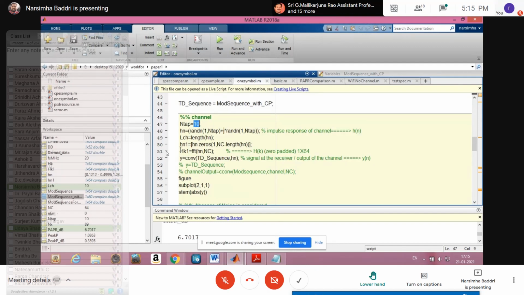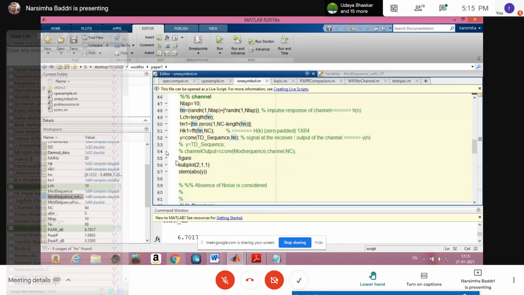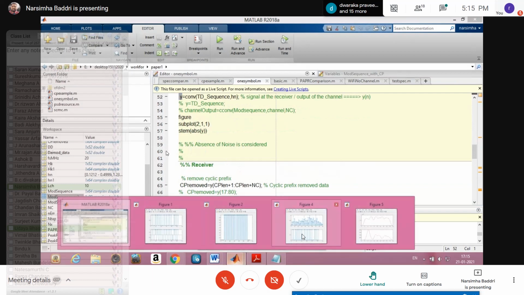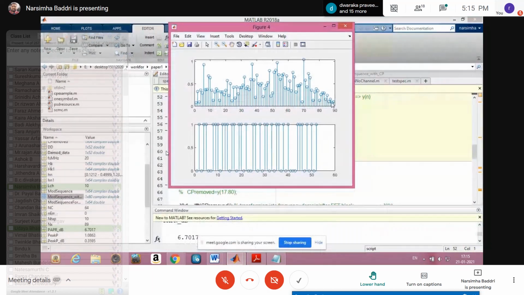After performing the cyclic prefix, we transmit directly through the channel. Here we can consider some random channel with 10 taps. This is the frequency response of that channel. What we are doing is simply convolving the transmitting signal with the channel impulse response. That's it. So you will get the received signal Y, the spread signal in the time domain.